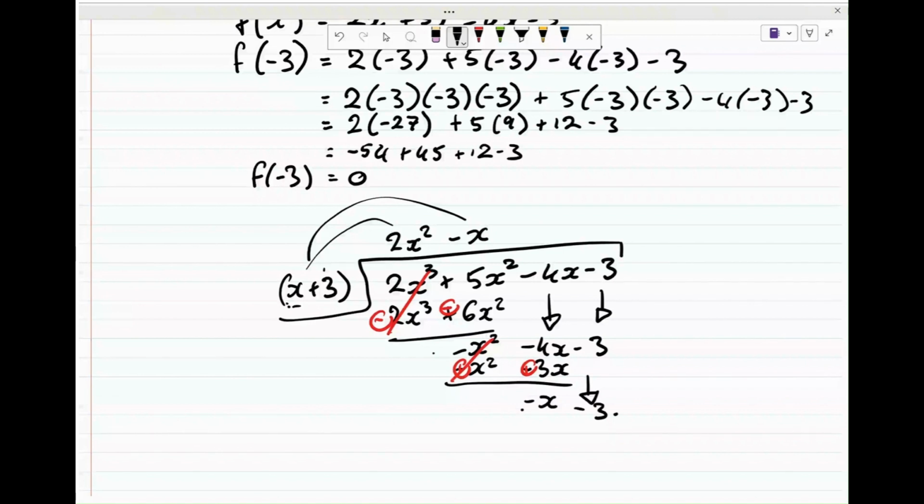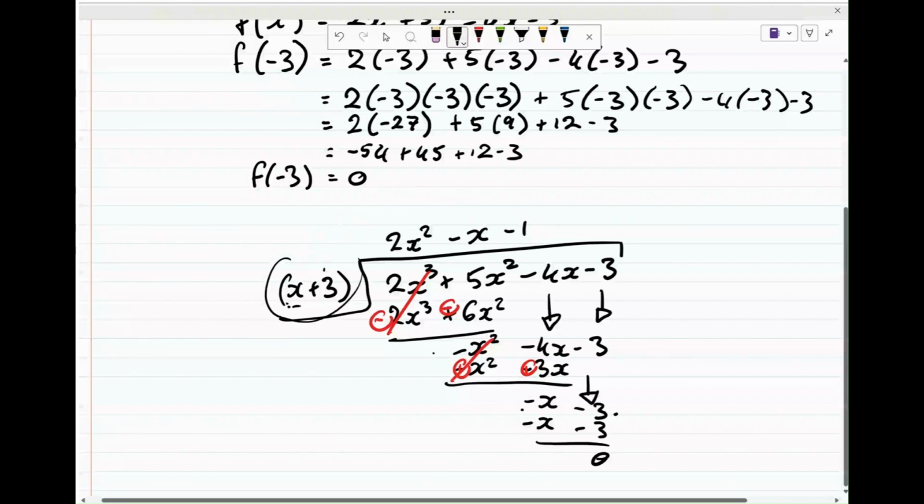First term into the first term. That's just minus 1. Minus 1 times x, minus x. Minus 1 times 3, minus 3. And you can see that's going to be equal to 0. So we divided our factor into our expression and got a remainder of 0.